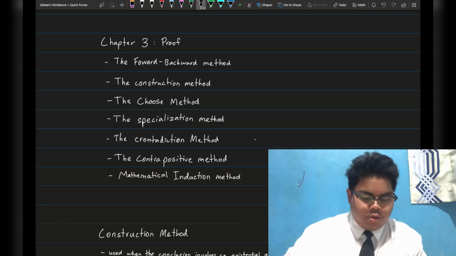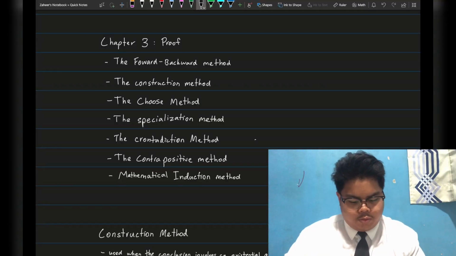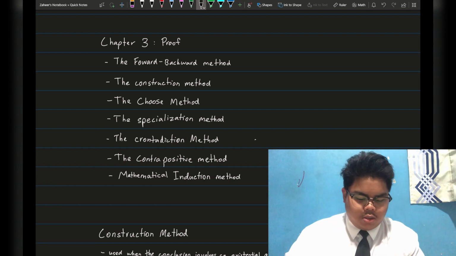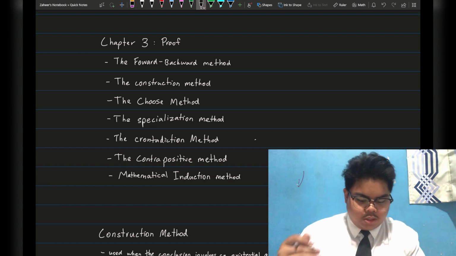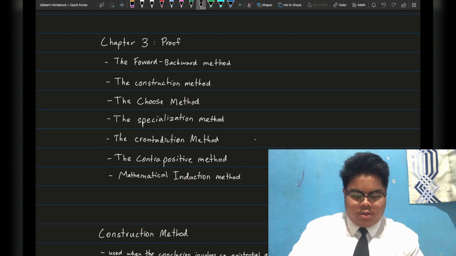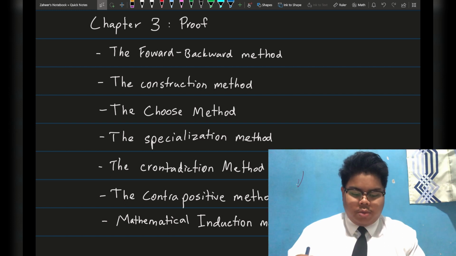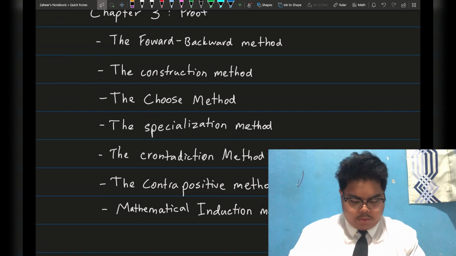We're continuing on chapter 3, which is proof. In chapter 3, we have a few methods: the forward-backward method, the construction method, the choose method, specialization, contradiction, contrapositive, and the mathematical induction method. Only a few methods we're going to talk about in chapter 3, which are the forward-backward, the construction, specialization, and mathematical induction.